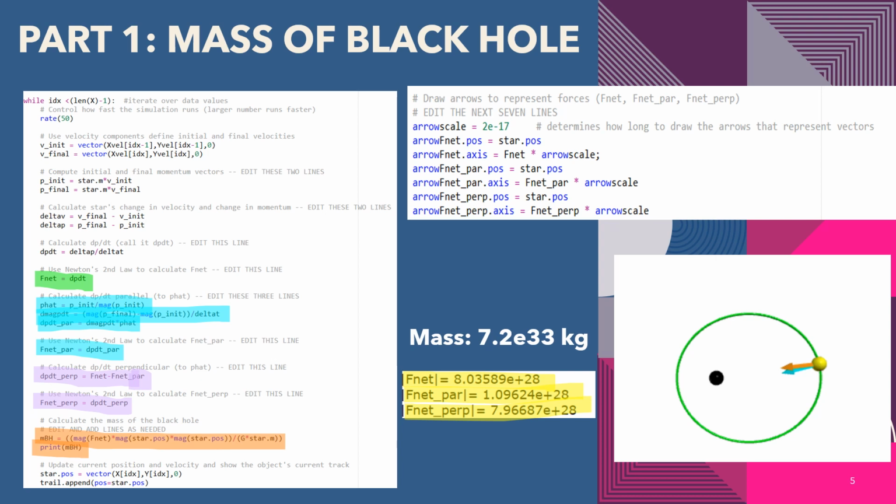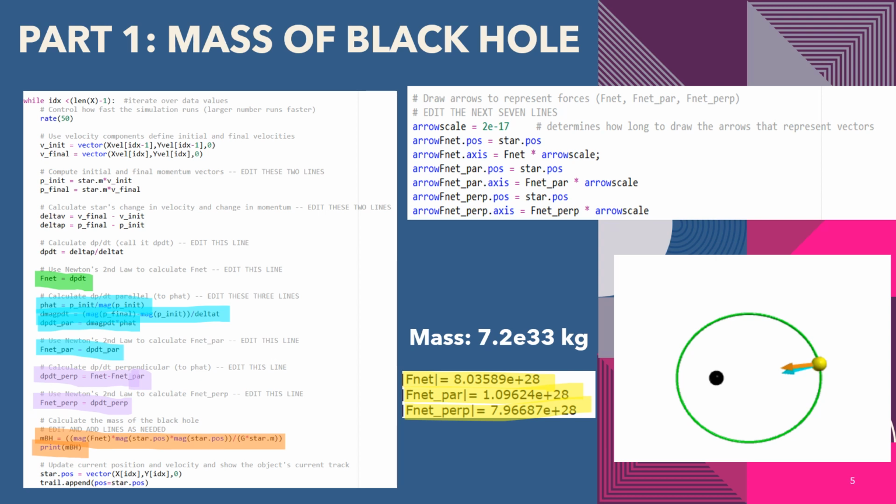Okay, so part 1. In green, you can see that we have the net force, and then in blue, we have the parallel components. Purple, we have the perpendicular components, like we were talking about: F net, parallel, and perpendicular. And then the orange is the formula we're using to find the mass of the black hole, so you can plug everything that you know into that specific formula. And so the mass that was generated ended up being 7.2 times 10 to the 33 kilograms.